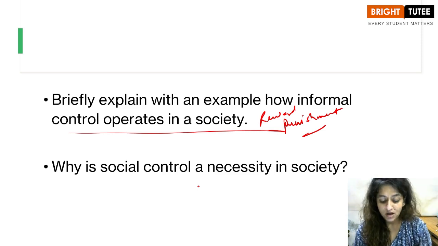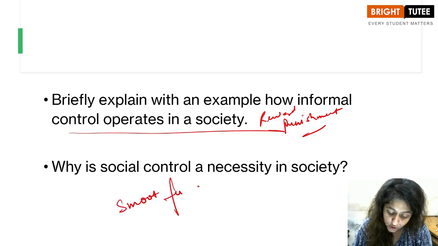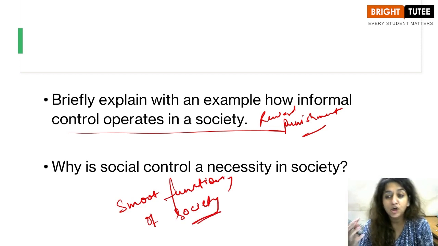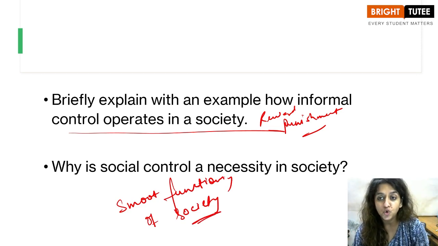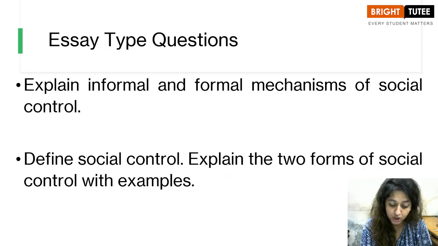The next question asks, why is social control a necessity in society? The answer is that to have a smooth functioning of society, it is important to have social control, to have control over and to enforce the social norms on the behavior of the people.